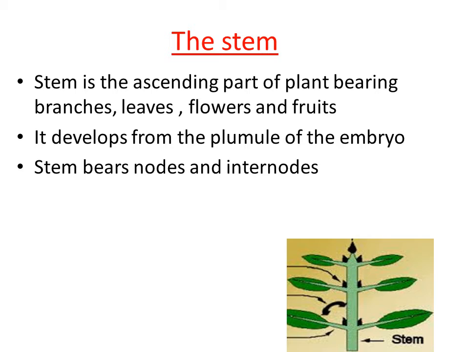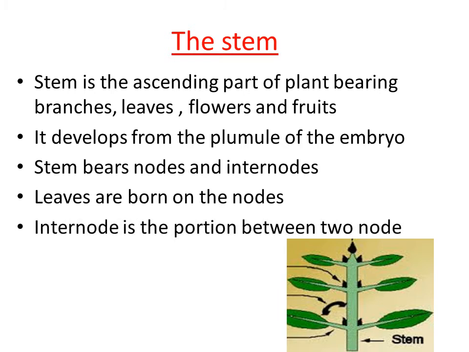We can find this in the diagram, where they have labeled the stem. From a particular region of the stem, leaf formation takes place. That particular region is called a node. So nodes are the regions from where the formation of leaves takes place. And in between two adjacent nodes, we can see the region that is called the internode. So internode is a portion between two nodes.